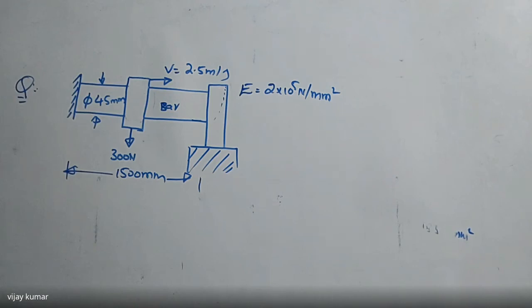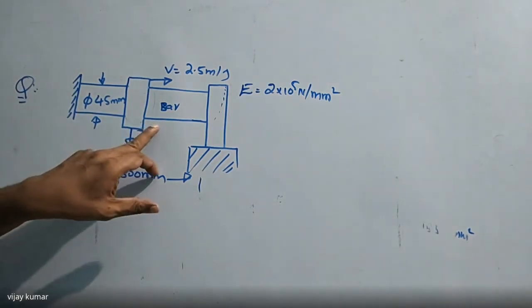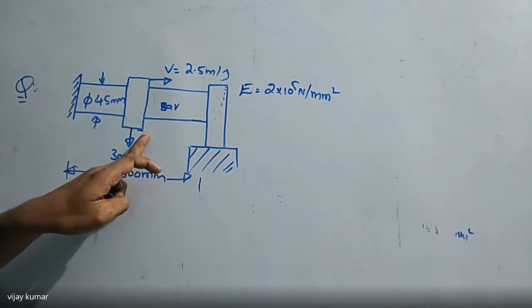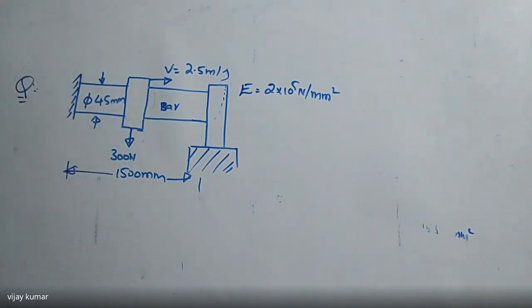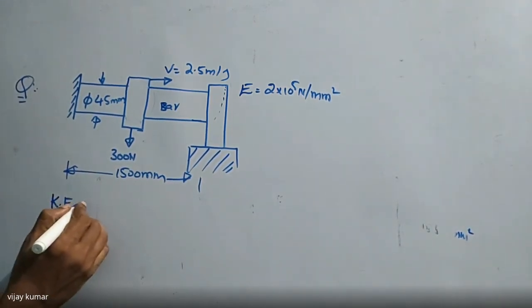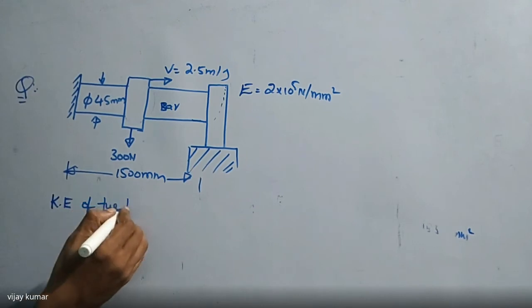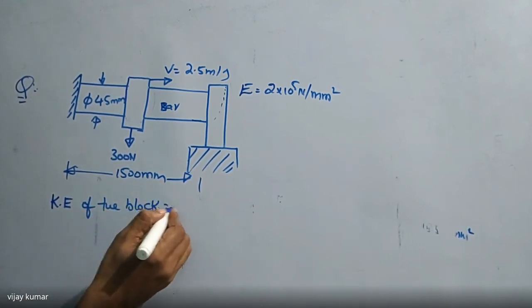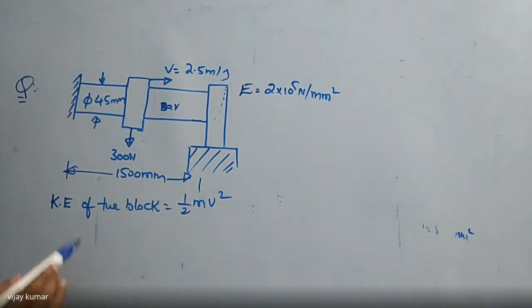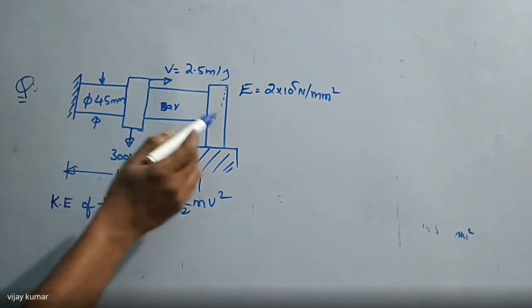That stored energy is nothing but strain energy. So before going to impact this rigid collar, which type of energy is contained by this block here? Kinetic energy. The kinetic energy of the block is equal to half into m into v square. This is the energy of the block before going to impact the collar.